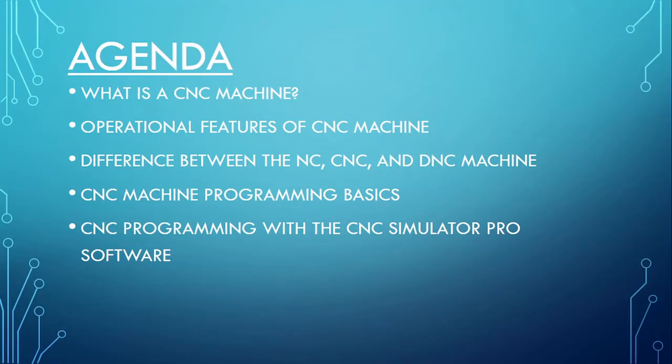So for the agenda, we have number 1, what is a CNC machine? Number 2, the operational features of the CNC machine. Number 3, difference between the NC, CNC, and DNC machine. Number 4, CNC machine programming basics. Number 5, CNC programming with the CNC Simulator Pro software.